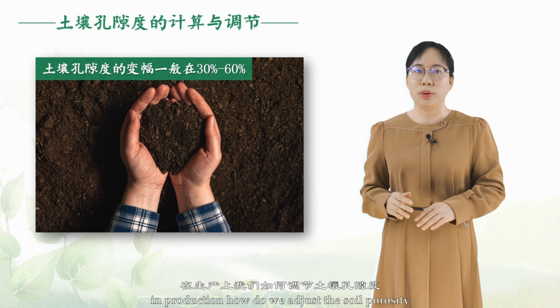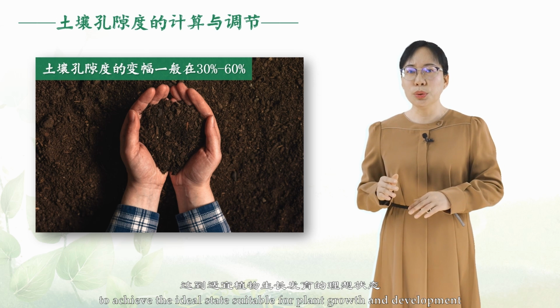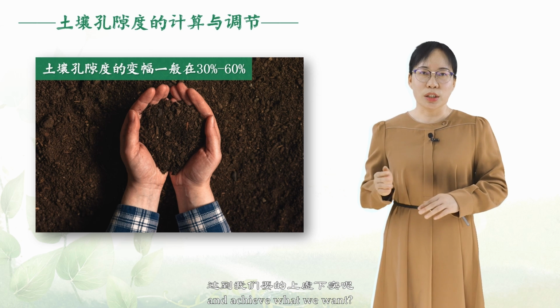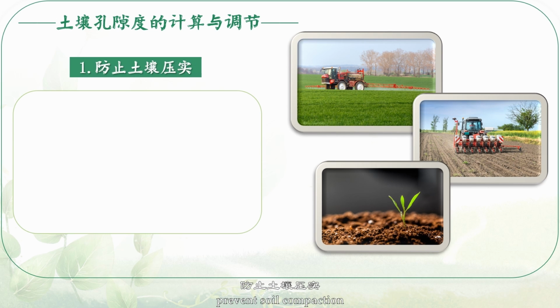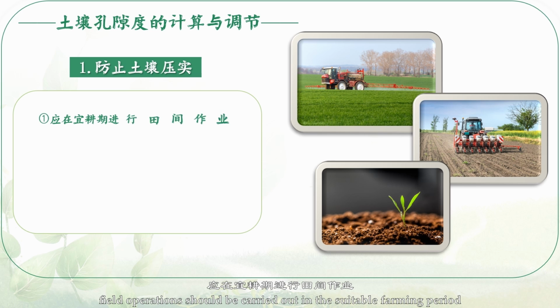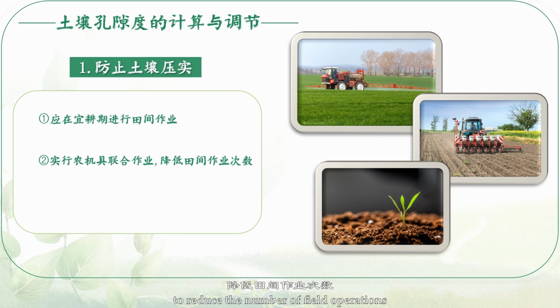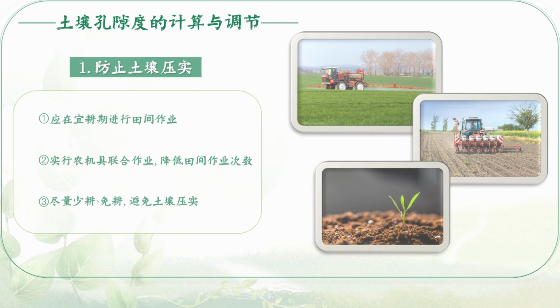So in production, how do we adjust the soil porosity to achieve the ideal state suitable for plant growth and development? First, prevent soil compaction. Field operations should be carried out in the suitable farming period, using combined agricultural machinery and tools to reduce the number of field operations. Try to reduce tillage or use no-tillage to avoid soil compaction.